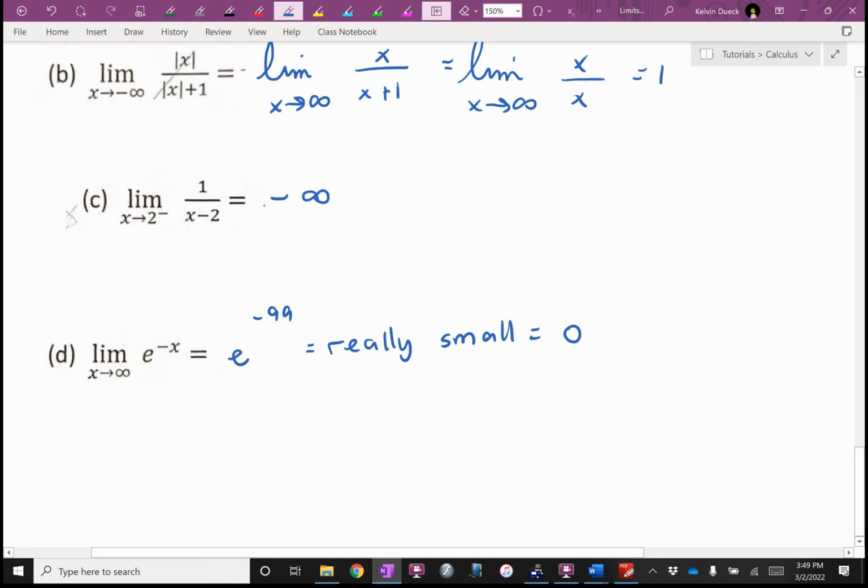Or you can graph it. I know that as a graph, it does that. So as we move to positive infinity, further and further to the right, it gets closer and closer to 0. Because I know what exponential graphs look like. Yeah. For C?